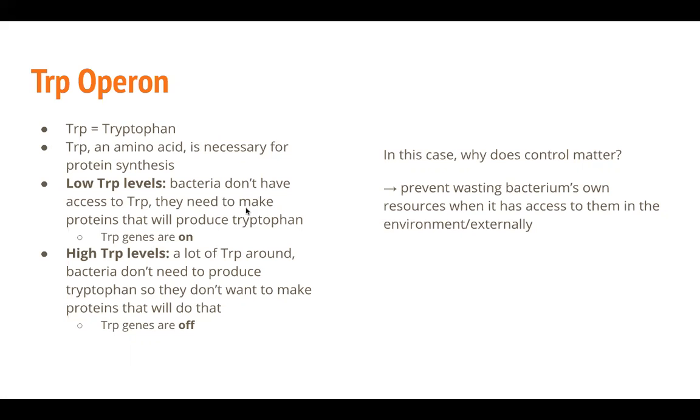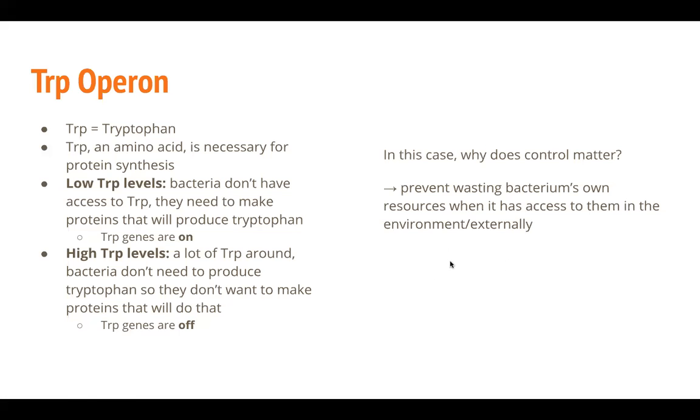When there are high levels of tryptophan, there's a lot of tryptophan around. So the bacteria will be like, okay, I don't need any more, I have plenty. They wouldn't want to waste energy, which is like the next question I ask, by making more tryptophan when they have plenty. So the trp operon will be off. So why does control matter? Like I just said, if you have so much tryptophan, you don't want to be wasting more energy or resources than you have enough already. That's why high levels will turn it off.